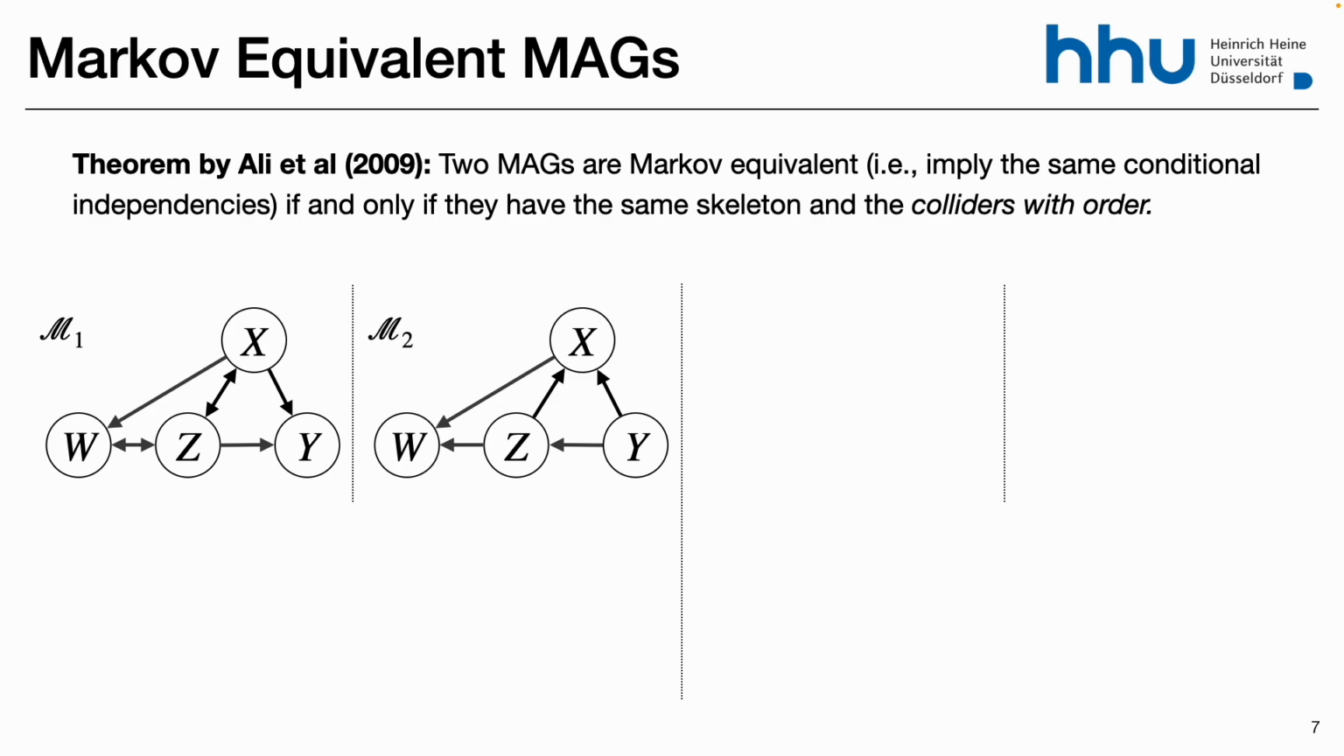Oh, W, Z, X, and Y, yes. So this is a collider path, a discriminating path for X. Yes, for X. But there, X is a non-collider with order. I want the colliders with order, so it's not discriminating colliders there. So they are equivalent.